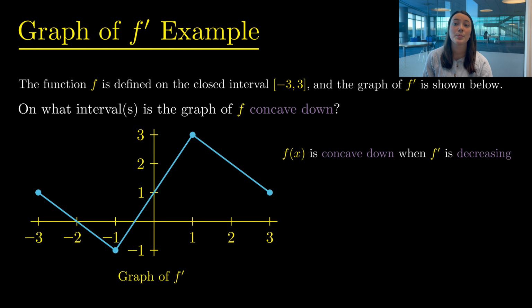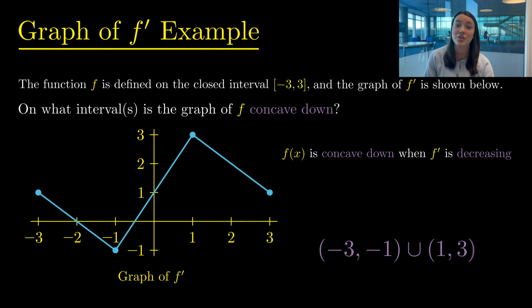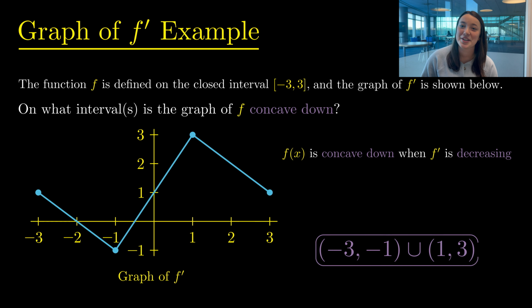We will thus look for portions of the graph of f prime where we are going downhill as we go from left to right. Focusing on our f prime graph, it looks like f prime decreases from -3 to -1, and also f prime decreases from 1 to 3. So f is concave down from -3 to -1 and 1 to 3. This time we did focus on where we were decreasing on the graph of f prime, because that happens to be the requirement for a concave down function.